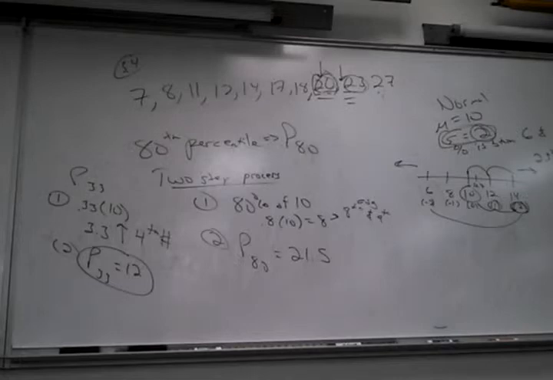The median of 5 numbers, half of 5 is 2.5. Whole number and average.